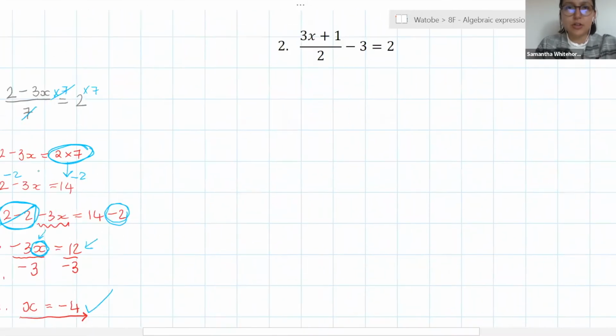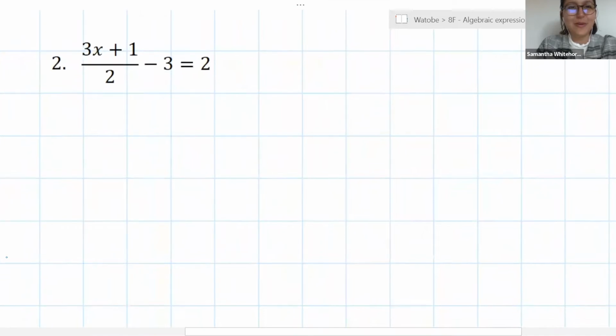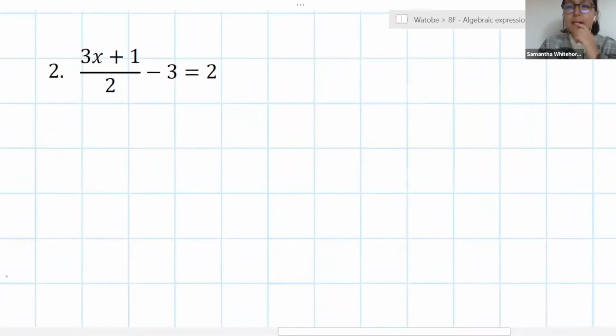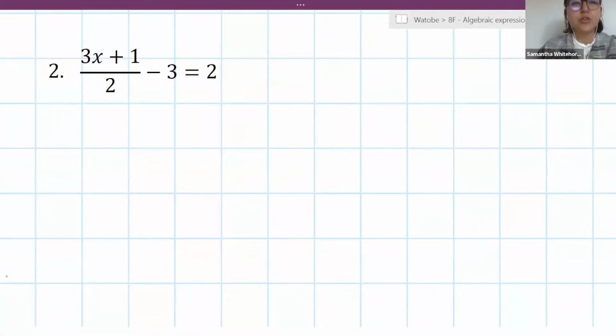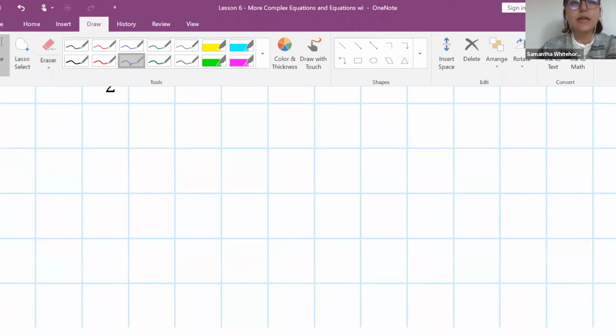So let's have a look at question 2. This is quite similar, but now what I have is a fraction. Minus 3 equals my value of 2. Okay, so we're going to go through this slowly. So make sure you are ready and focused.